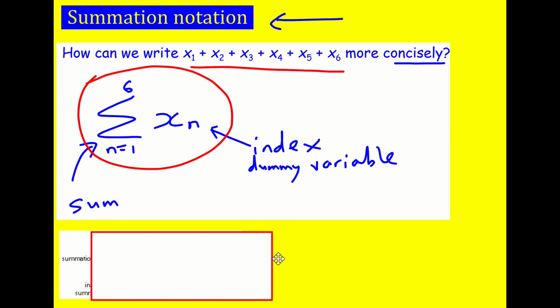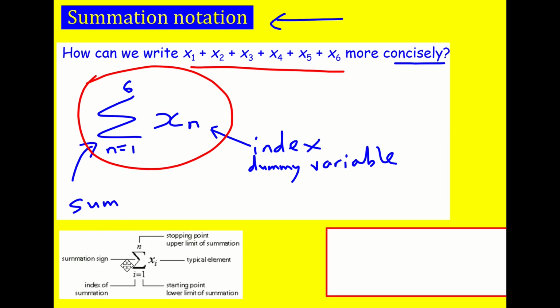Just going to show one that I made earlier. So yes, this is a summation sign, and if you want to know a bit more, it's actually capital sigma in the Greek alphabet. So I've given it a capital S, but I should maybe just say, yeah, capital sigma. We've got our starting point, which is 1. We've got our stopping point. We've got what's called a typical element, and we've got an index of summation. So it's basically what I said there.